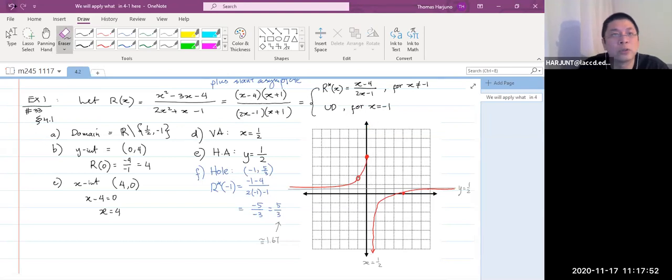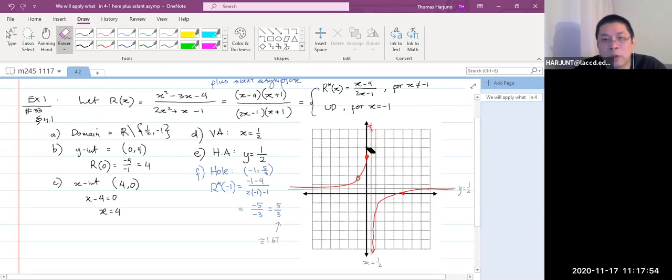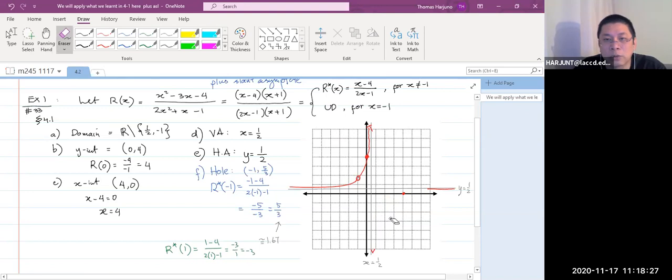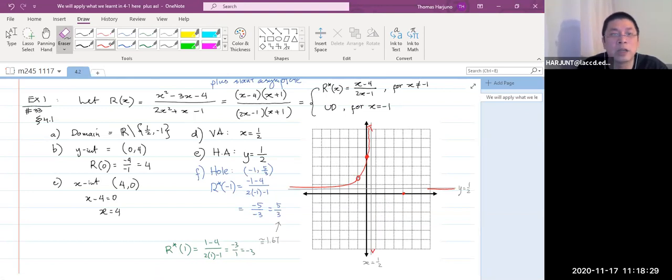Now, of course, if you want to be more detailed, you may want to put in more coordinates. For example, what happens at x equals 1? What is R of 1? R of 1 will be (1 minus 4) over (2 times 1 minus 1). That's -3 over 1, that's -3. So at x equals 1, y is -3.